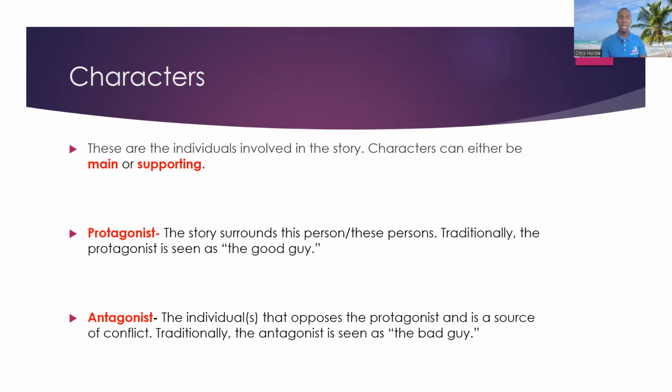And then we have an antagonist. So the antagonist can only be an antagonist if there is a protagonist, right? Because the antagonist opposes the protagonist, and it's usually the source of conflict, which we'll get to later on. And traditionally, the antagonist is seen as the bad guy, the guy that comes to offset everything, right?